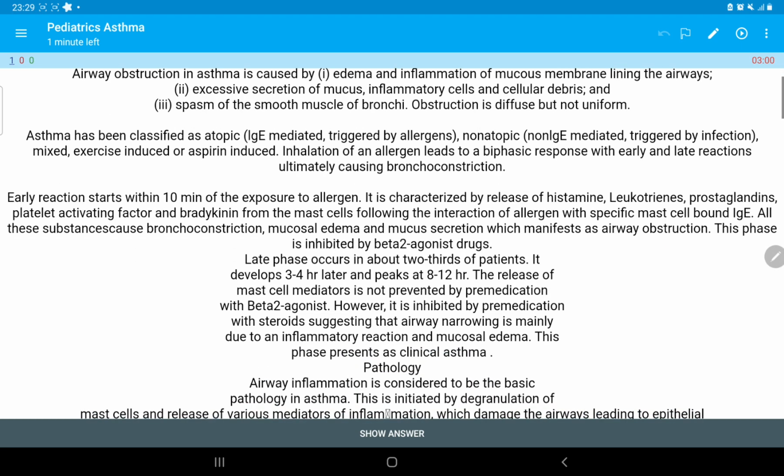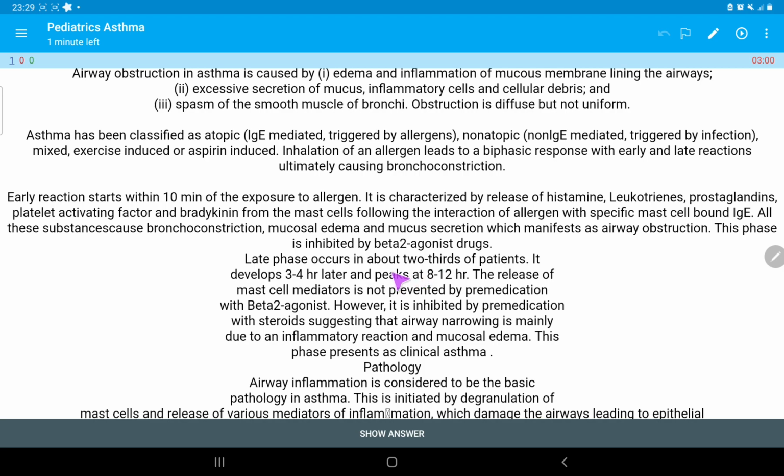Moving further, there are early phase reactions and late phase reactions. Early phase reactions start within 10 minutes of exposure to allergens. It is characterized by release of histamines, leukotrienes, prostaglandins, platelet activating factor, and bradykinin from the mast cells, following the interaction of allergen with specific mast cell bound IgE. That causes bronchoconstriction, mucosal edema, and mucous secretions, which manifest as airway obstruction. This phase is inhibited by beta 2 agonist drugs.